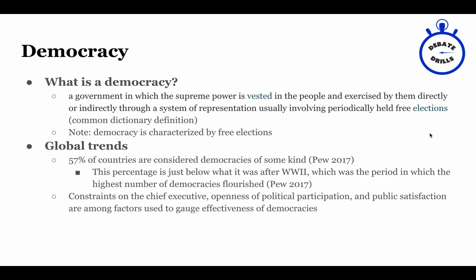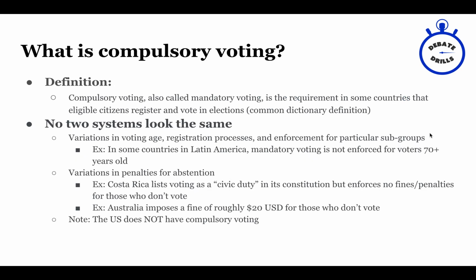Constraints on the chief executive, openness of political participation, and public satisfaction are all among factors that are used to gauge the effectiveness of democracies. And that's something we'll talk about a little bit more toward the end of the video. What makes a democracy effective or ineffective, and how does compulsory voting fit in with that? But we first need to define compulsory voting.